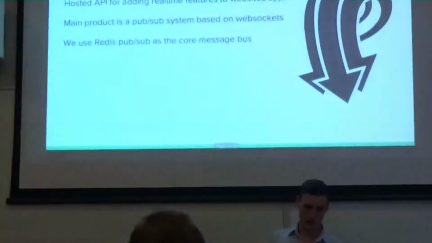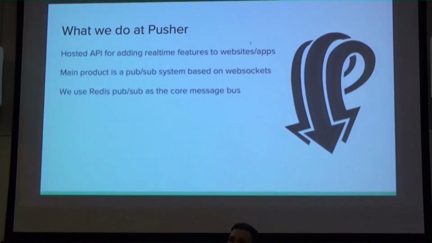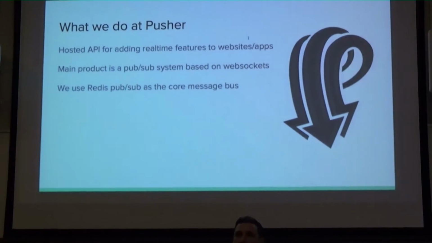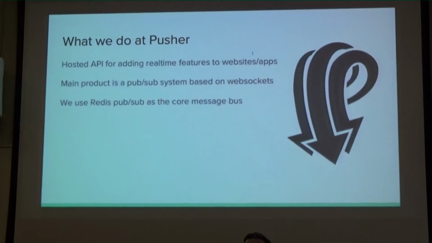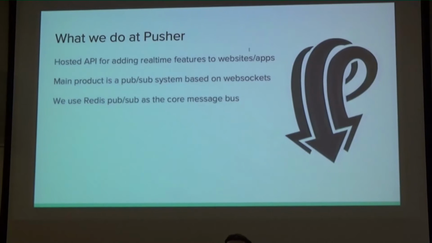So just to get started, I'll explain what we do because it's quite important for this particular piece of software. We're a hosted WebSockets API. It basically allows our customers to send a message and then it gets broadcasted to all their connected clients via WebSockets. So it's a PubSub API. And the core of the system is based around Redis PubSub, which is really great. It's fast and doesn't cause us too many issues.